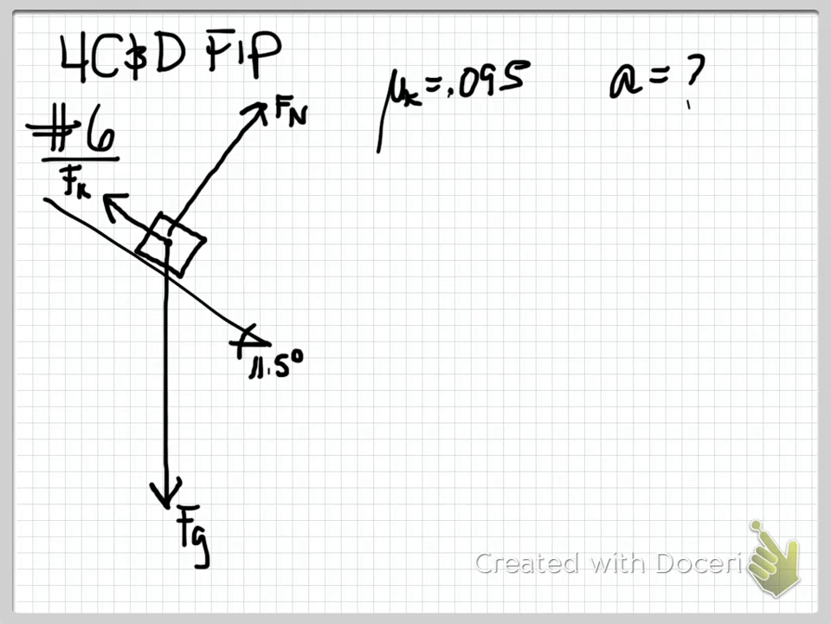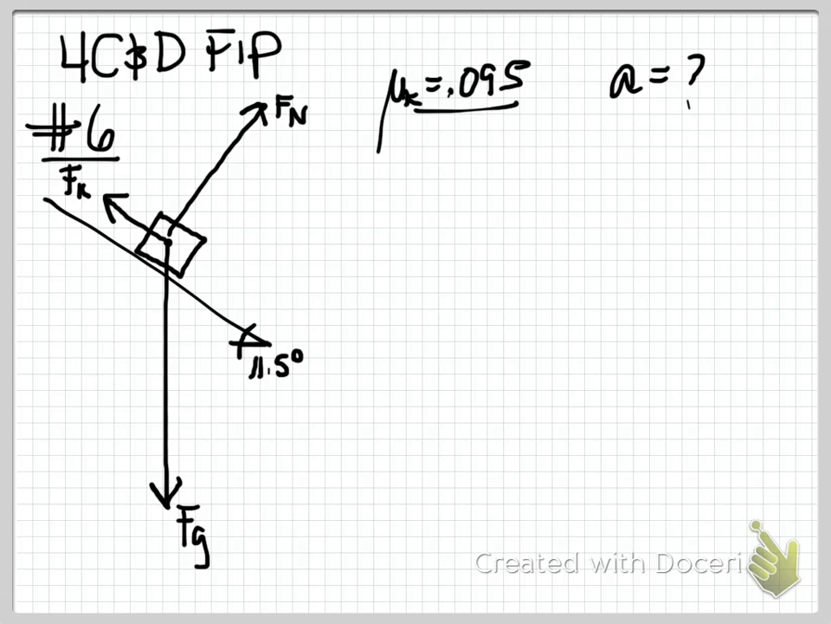Alright, so this is the final question on the 4c&d FIP quiz. This is the solution for number 6. This is cardboard sledding on the big hill in Rogers. You're not given any mass, but you are given the coefficient of friction, and you're being asked about the magnitude of acceleration. So let's start off by realizing that we have 3 possible equations to work with.